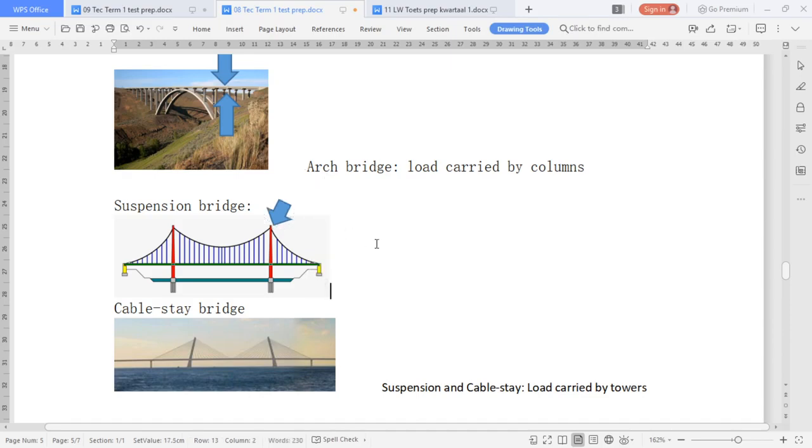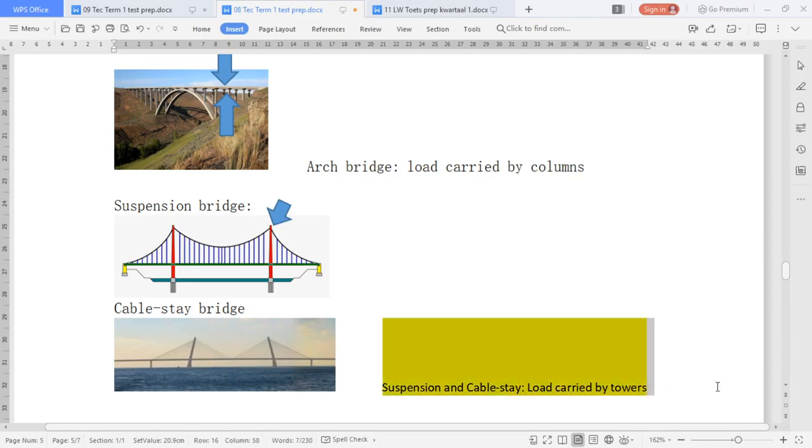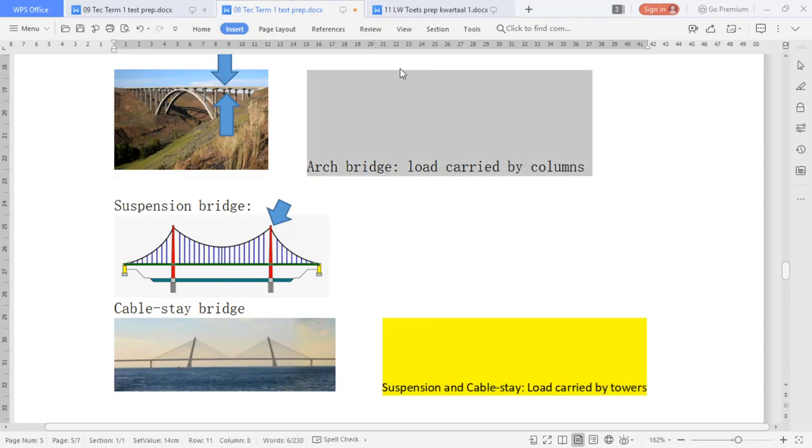So what we've got in a suspension bridge is a cable running between the two towers and cables hanging down that support the bridge. And in a cable stay bridge, we've got a very similar thing. We've got the two towers and the cables going straight from the towers onto the bridge. Okay, so that's a suspension bridge and a cable stay bridge. And if you have a look over here, the load is carried by the towers, whereas on an arch bridge the load is carried by the columns.